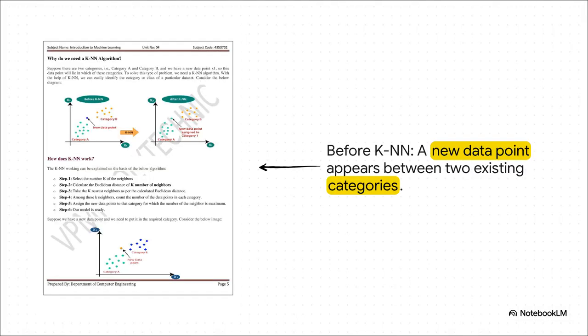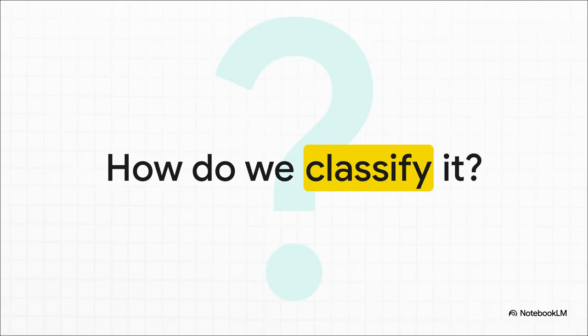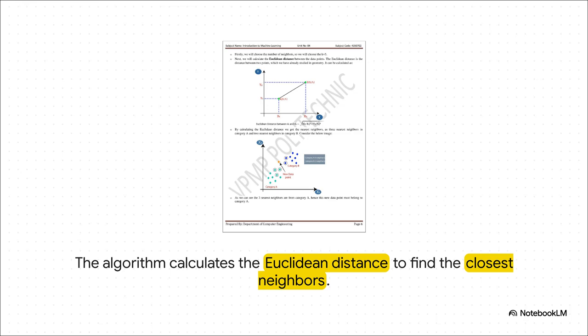So, imagine this scene. A brand new, unknown data point, that little orange question mark there, shows up. It's the new kid on the block. And our job is to figure out where it belongs. Should it hang out with the blue dots in Category A or the green dots over in Category B? So how does our algorithm, KNN, figure this out? Well, it actually does something remarkably straightforward. It just measures the distance, a straight line, from our new point to all the other points on the graph. It's basically looking around for its closest neighbors to see, hey, who am I surrounded by?